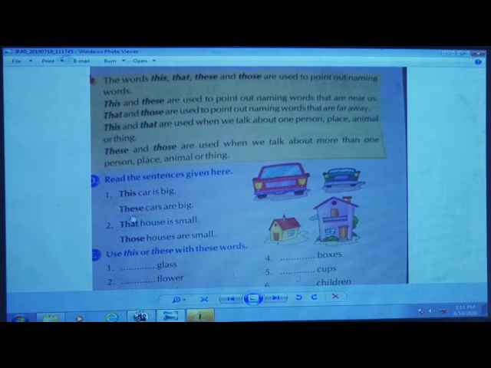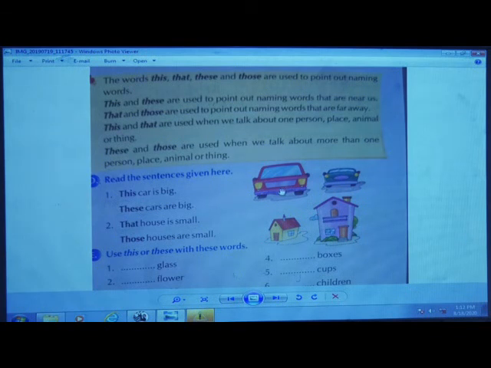Now see here, for example, this car is big. These cars are big. Now see here, this car means only one car. This car is big. Now these cars, now both the cars we are taking. Both the cars means more than one.